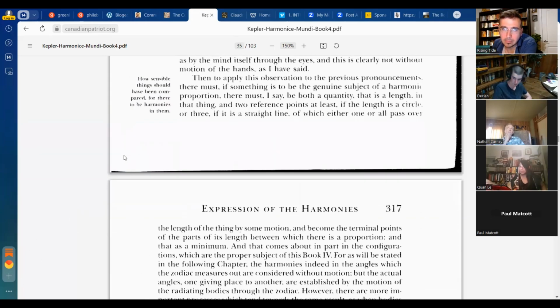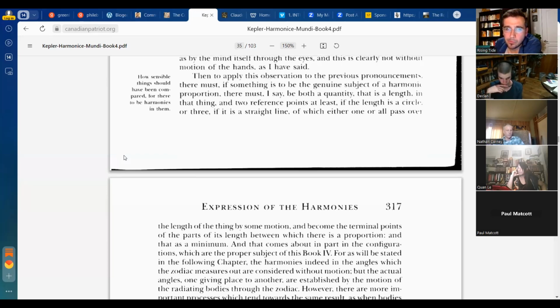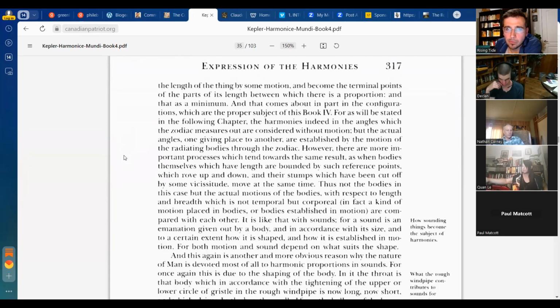Then to apply this observation to the previous pronouncements, there must, if something is to be the genuine subject of the harmonic proportions, there must, I say, be both a quantity, that is a length, in that thing, and two reference points at least, if the length is a circle, or three, if it is a straight line, of which either one or all pass over the length of the thing by some motion and become the terminal points of the parts of its length between which there is a proportion, and that as a minimum.